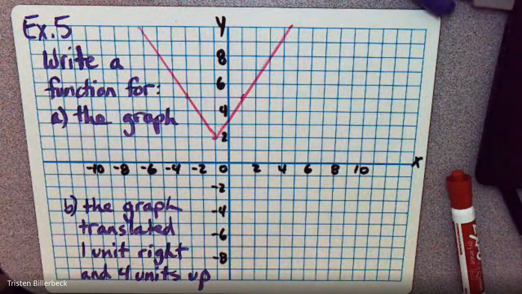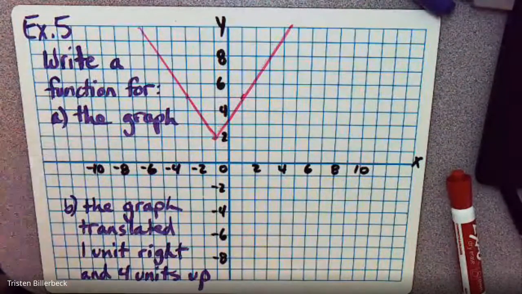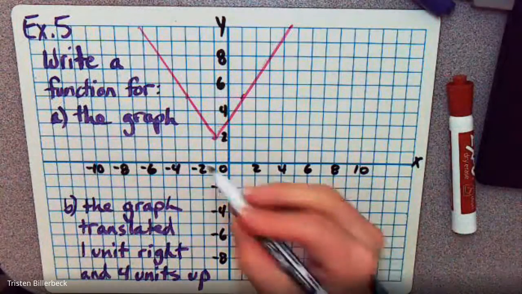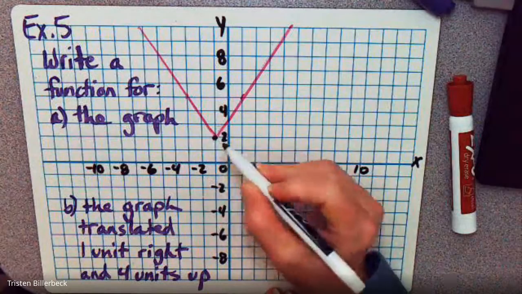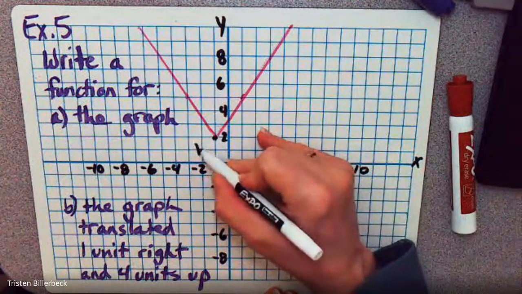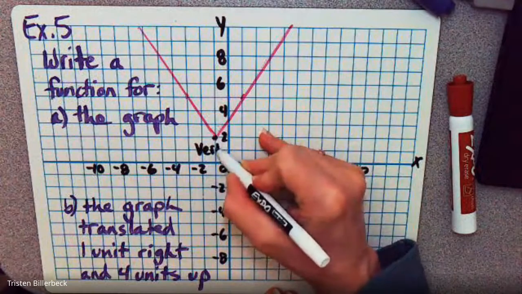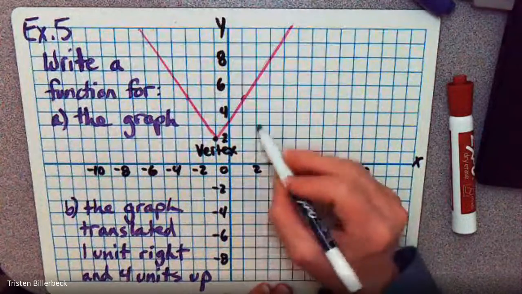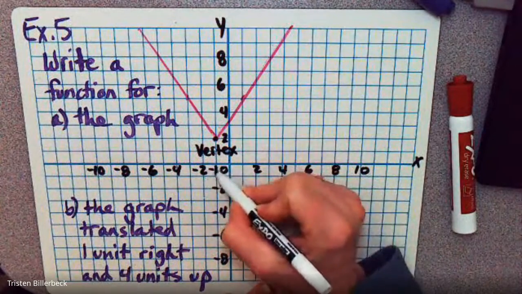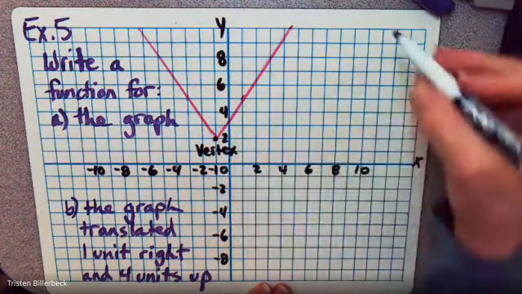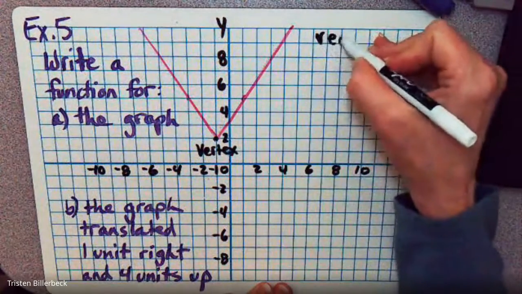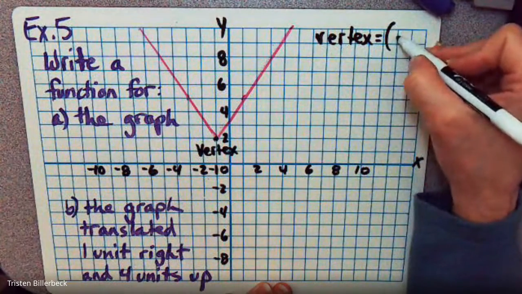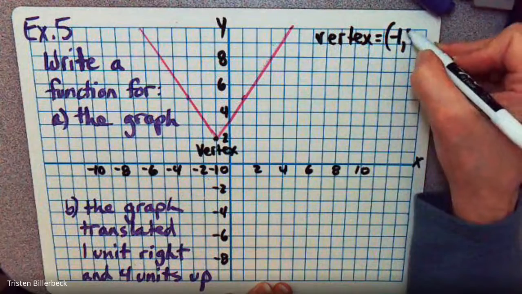All right, so this one, we want to write a function for this graph. The most important thing when we're doing that is to find where the vertex is. Okay, so the vertex is right here. But that's not enough to say it's right here, so we have to look at where right here is. This is at -1 and that's at 2. So we have the vertex at -1, 2.